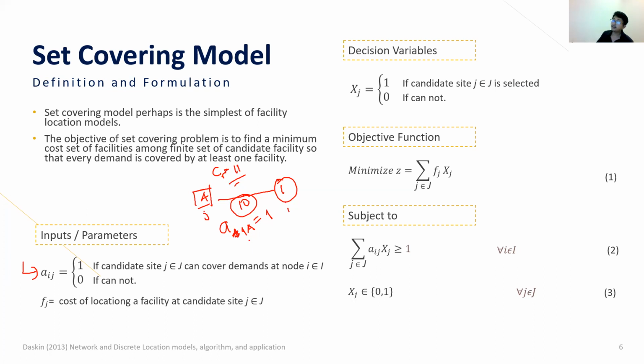Okay, but what if you have another point here, this is 2, and the distance here is 15. What is the value of A2A? What do you think the value of A2A is?